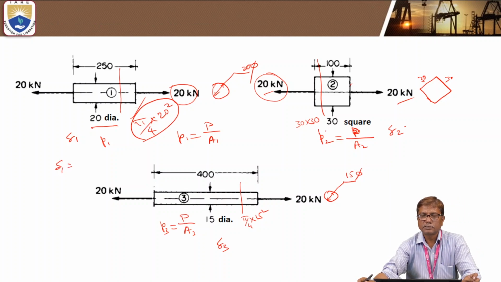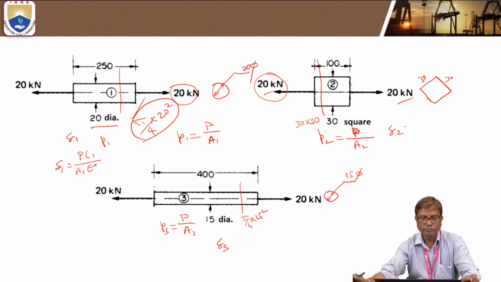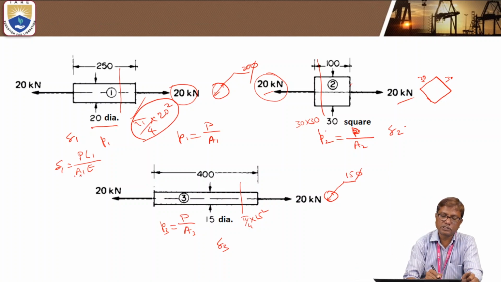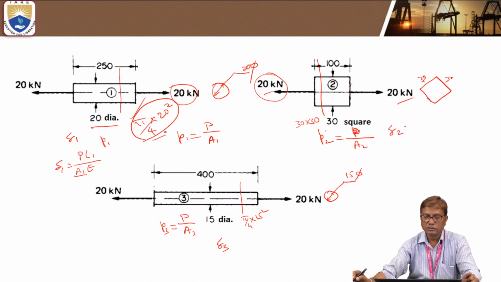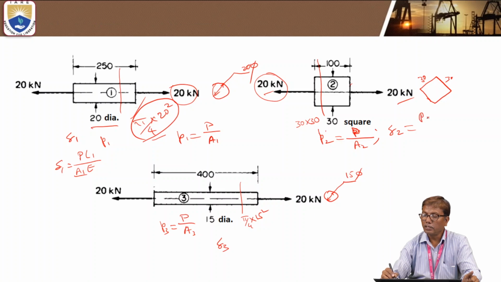Delta 1 is PL by AE, PL1 by A1E, where L1 is the length of portion 1, that is 250 mm, and A1 is the area of portion 1. Okay? Similarly, delta 2 is PL2 by A2E.